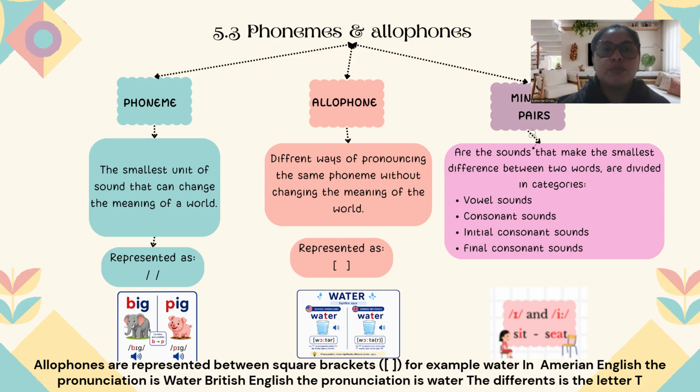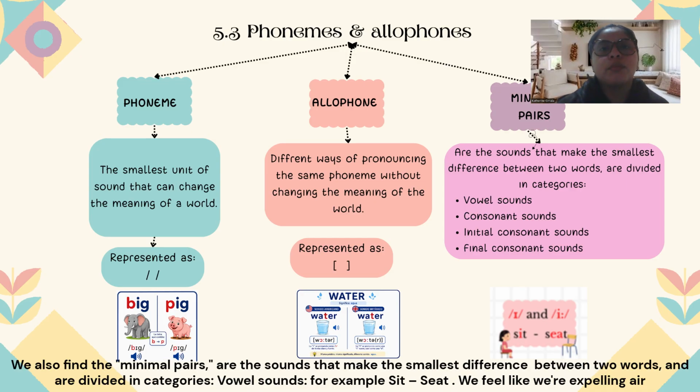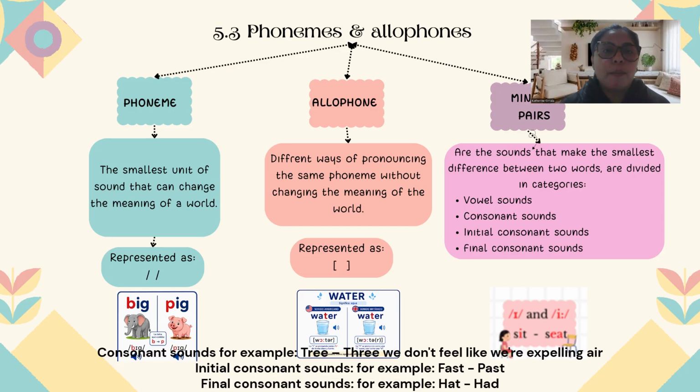We also find minimal pairs, which are sounds that make the smallest difference between two words and are divided into categories. First, vowel sounds, for example, sit and seat. We feel like we're expelling air. Consonant sounds, for example, three and tree. We don't feel like we're expelling air. Initial consonant sounds, for example, fast and past. And final consonant sounds, for example, hat and hat.